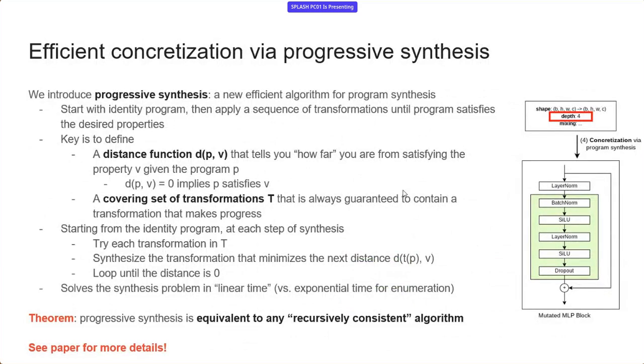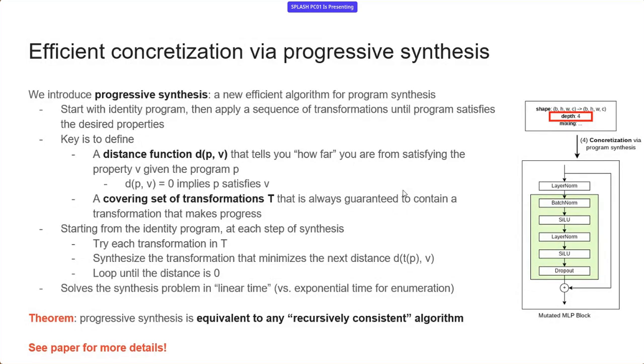So to address this challenge, we introduced progressive synthesis, which is a new efficient algorithm for program synthesis. And formally, what we're going to do is, during synthesis, we're going to start with the identity program and then apply a sequence of transformations until the program satisfies the desired properties. So the key is to just identify what sequence of transformations you want to apply. And here, our programs, again, are computation graphs, and the transformations we apply are just going to be appending operations to them. So it's pretty obvious that you could do this for depth alone. It's not so clear for mixing. And here we devised a general framework that allows us to prove convergence and efficiency in general.